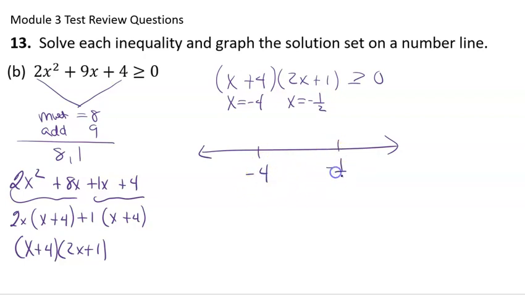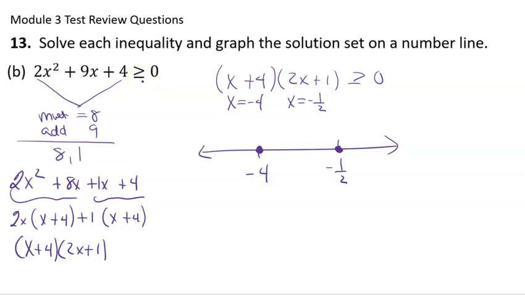-4 and -1/2. Now this time, because I have a greater than or equal to 0, I need to fill in these spots. Why? Because -4 makes my polynomial equal 0. Well, that's a valid solution because it says equal to 0 is allowed. The last problem, there was no equal to, so I couldn't include those values.